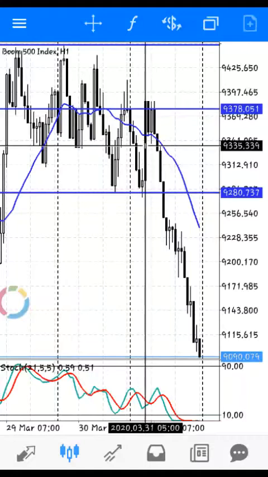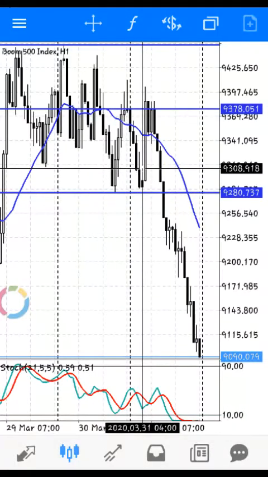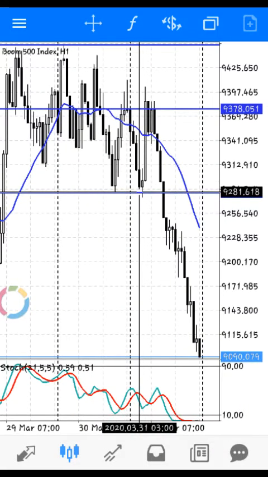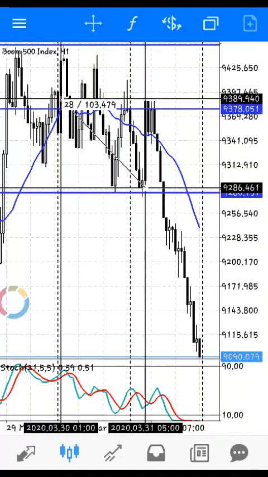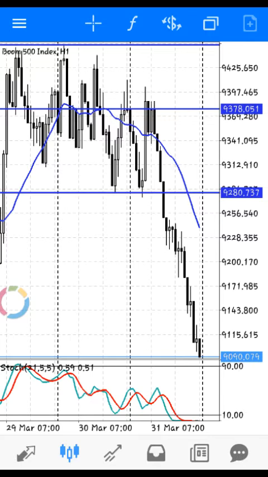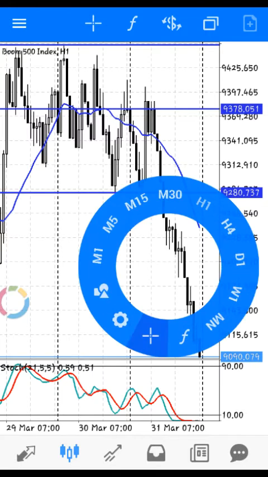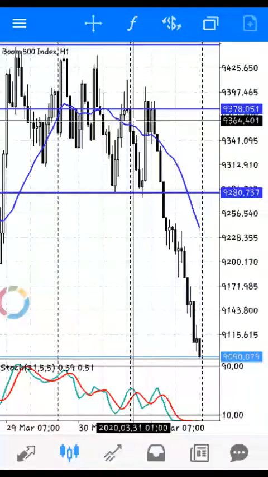So at this point, it worked out. That was quite early, the early hours of today. So it worked out fine for at least 100 points. Then price spiked above the high of the day. And let's go.